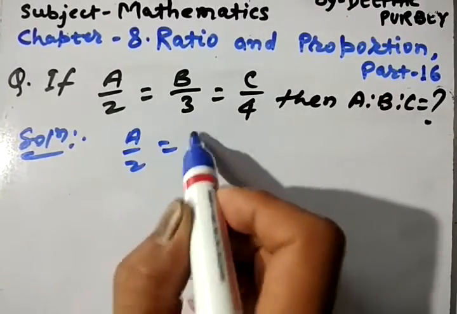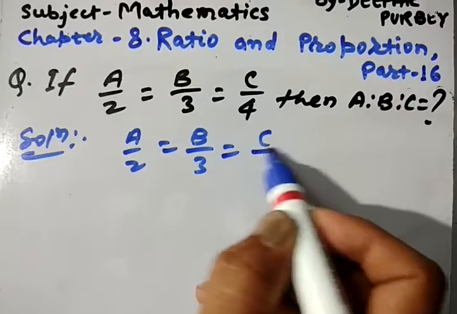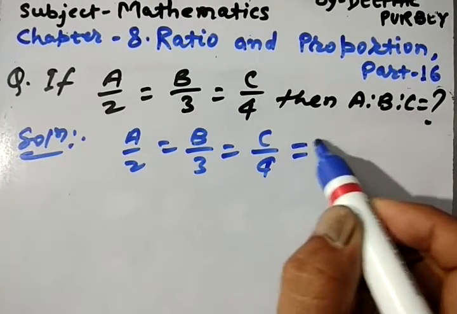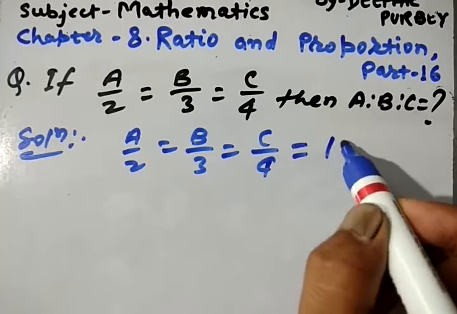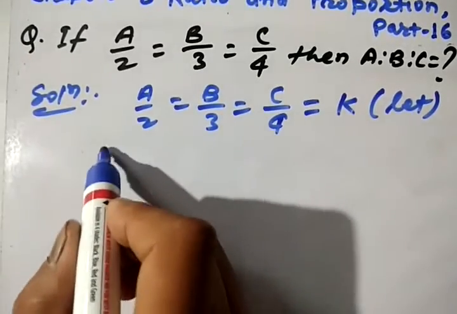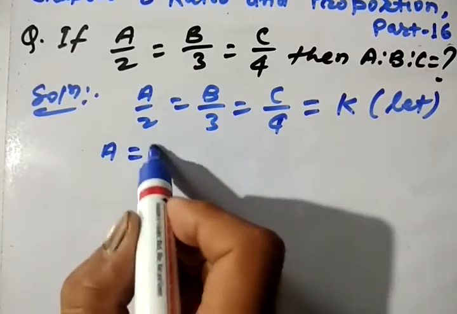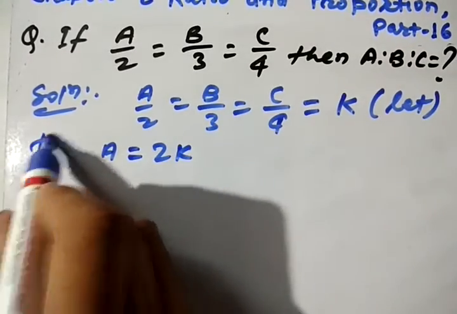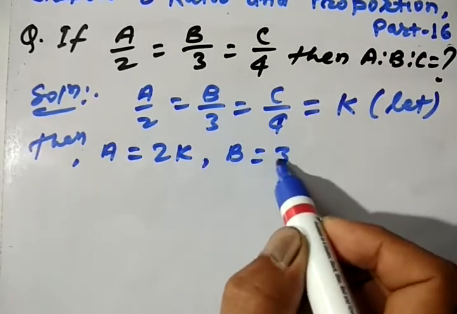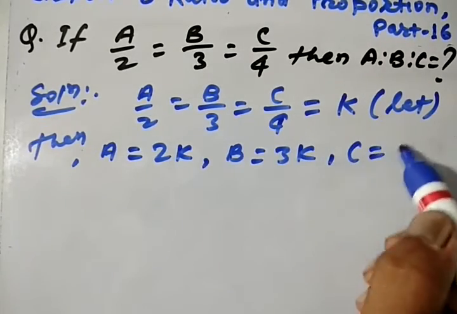a by 2 is equal to b by 3 is equal to c by 4. These all are equal to k. Let a be equal to 2k, then a is equal to 2k and b is equal to 3k and c is equal to 4k.